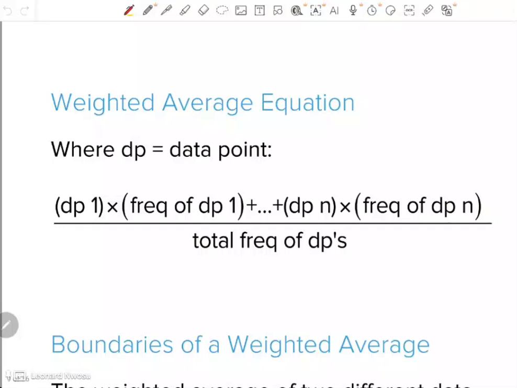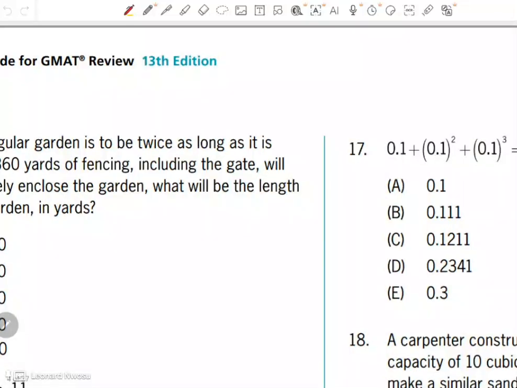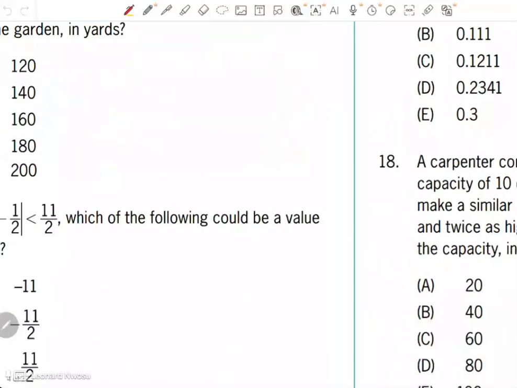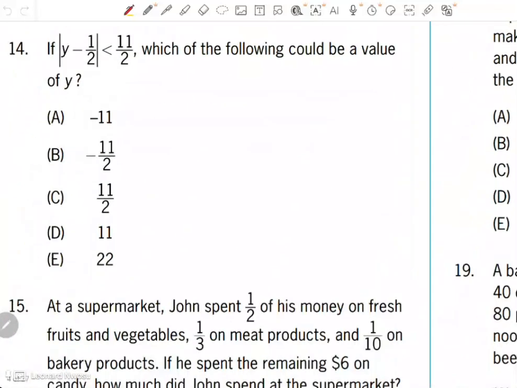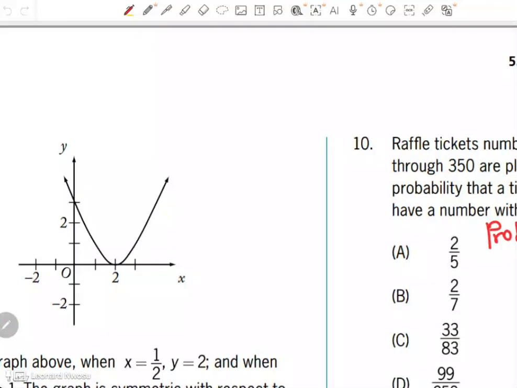Data point 1 times frequency 1 plus dot dot dot data point n times frequency of data point n, divided by the total of frequencies of data points. Remember, in this one we have only 2 sets. No, this is it. That's it.